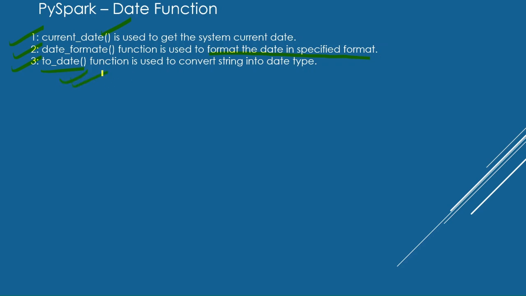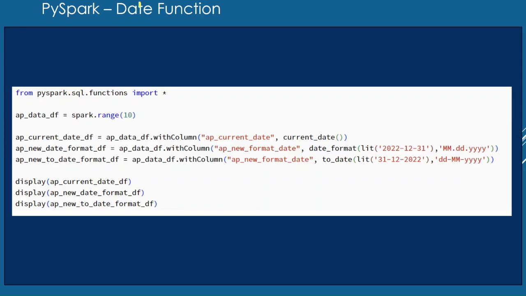Most of the time in the legacy system, date is stored as a string, and whenever you are going to migrate that data into the cloud with the help of Databricks, most of the time we are going to use the toDate function to convert string into date type.